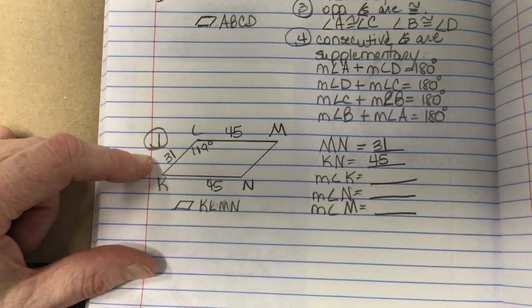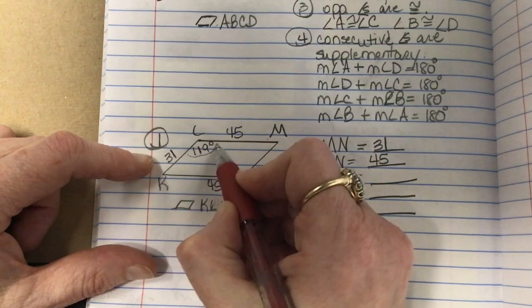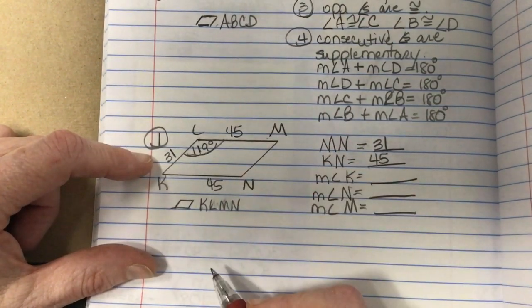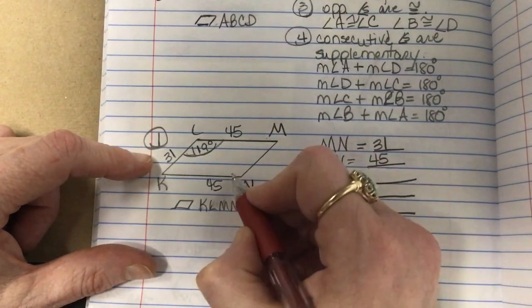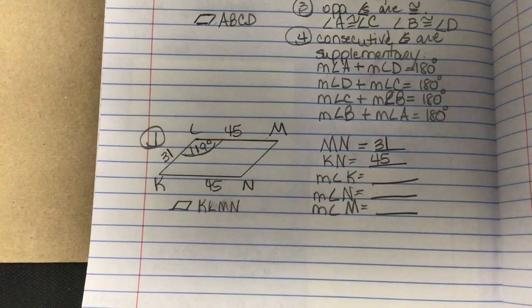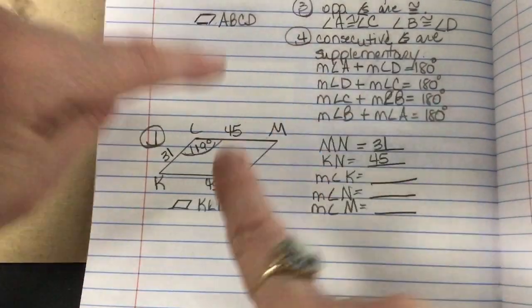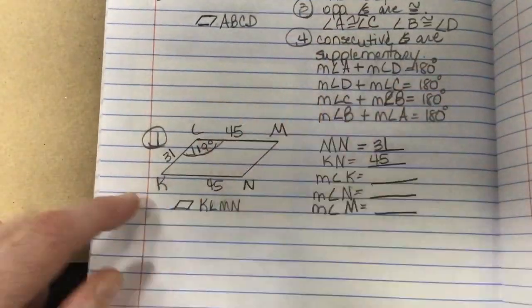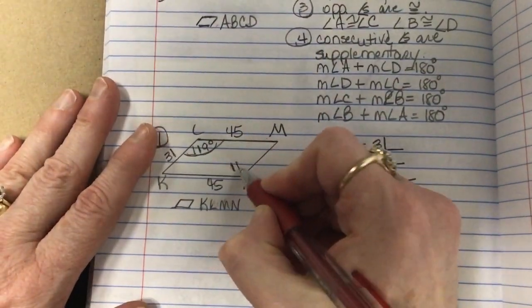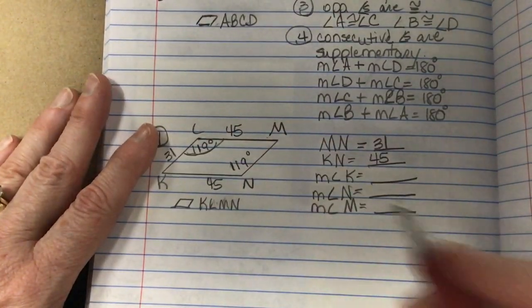Okay, now let's do angles. Let's do the easiest one. Which one is exactly the same as L? I'll give you an easy point. Unless it's a rectangle or square, where all are 90, here you'll always have two obtuse and two acute, and the obtuse will be the same and the acute will be the same. So I know N is 119.